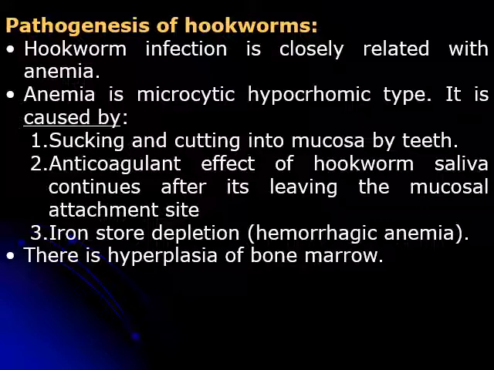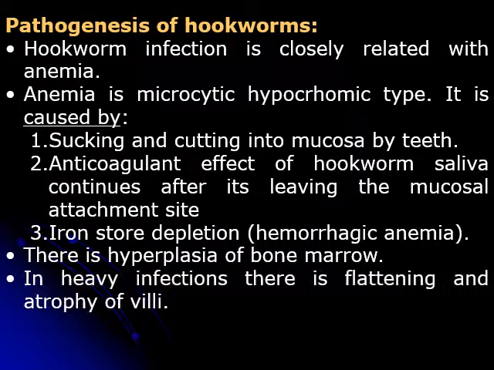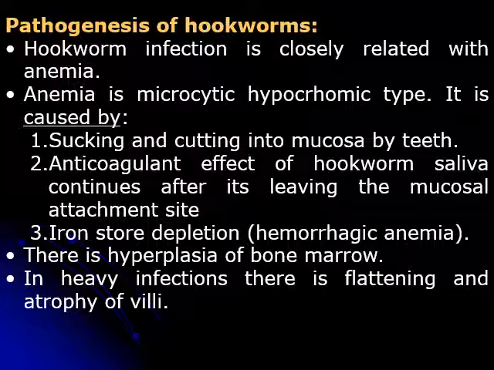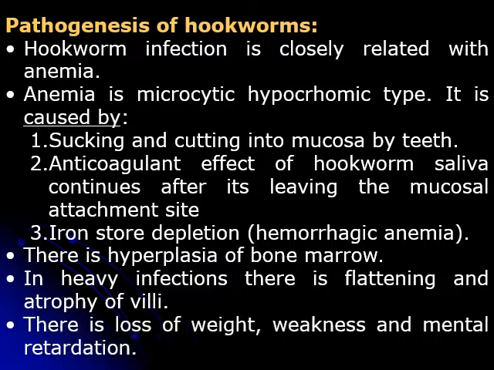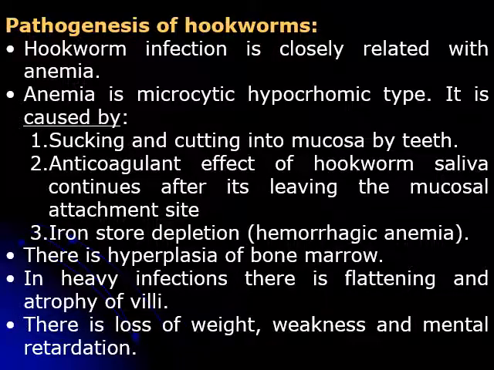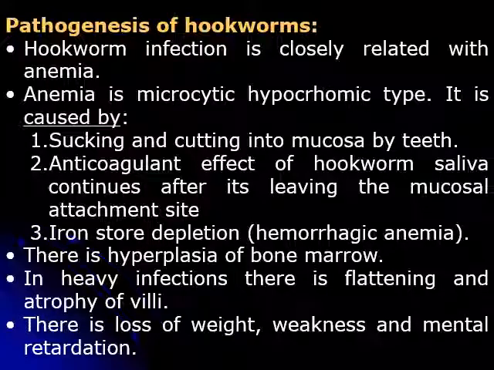There is hyperplasia of the bone marrow towards the hemopoietic part, and also in heavy infection there is flattening and atrophy of villi, which usually occurs due to the effect of the sucking of mucosa. In the patient, generally there is loss of weight, weakness, and mental retardation in young children because of the hypoxemia of the brain.